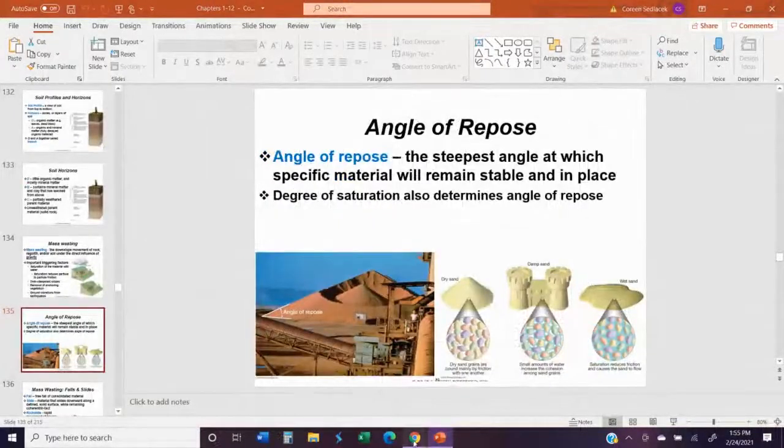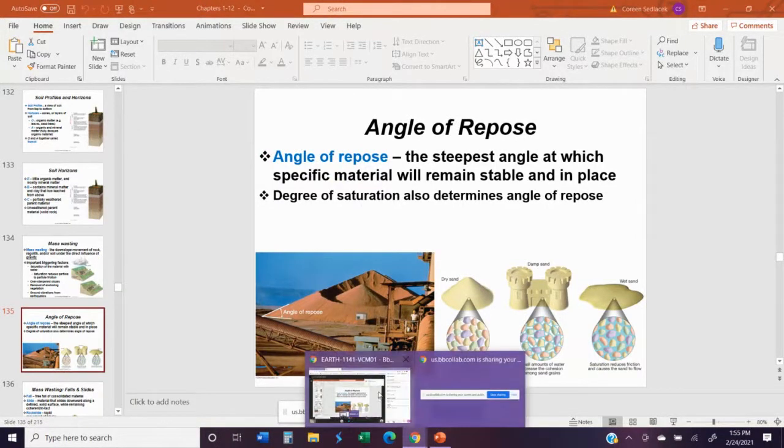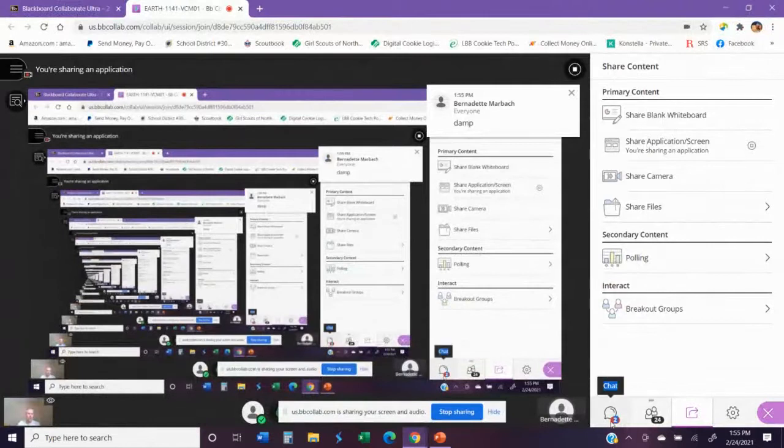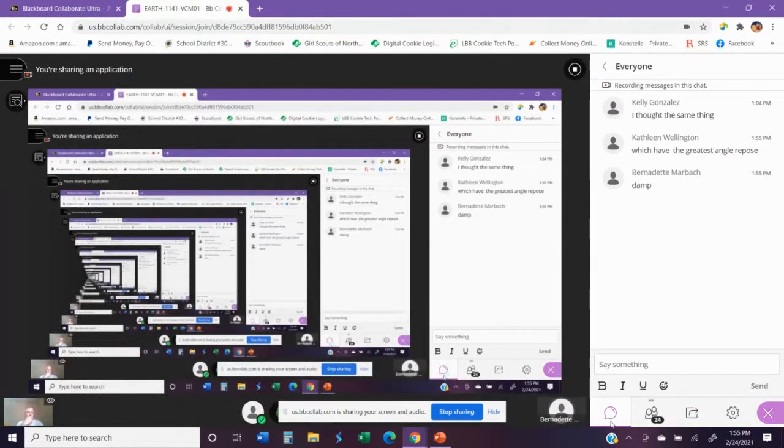We get a question here. Okay, so the question is which material has the greatest angle of repose? Yes, there's multiple correct answers. Damp materials, yes. So even just damp mud, just barely wet, you can smash it together into forms. But too much and it turns into mud.